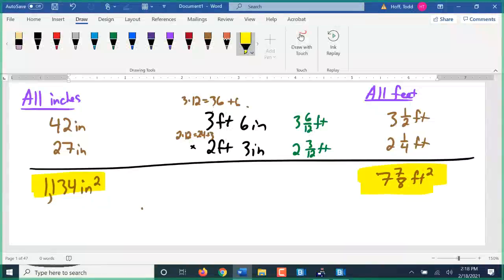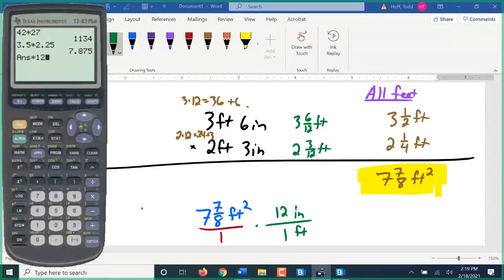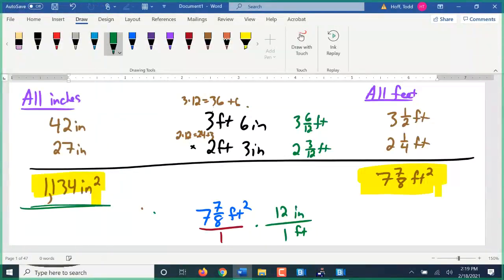So why did I make such a big deal about that being square inches and square feet? Well, because if I tried to convert this 7 7/8 square feet, put it over 1, put feet on bottom here, going into inches. 1 foot is 12 inches. So I'm doing 7 7/8 times 12. I get 94.5. That's nowhere near the 1,134.